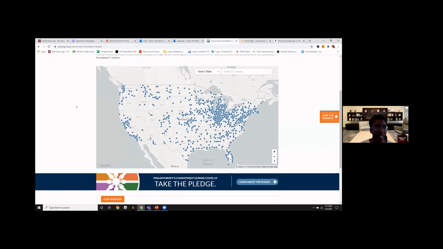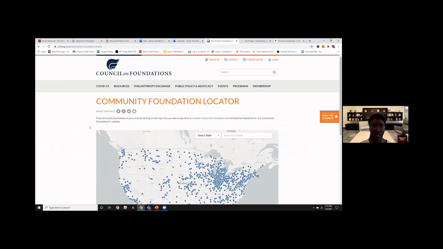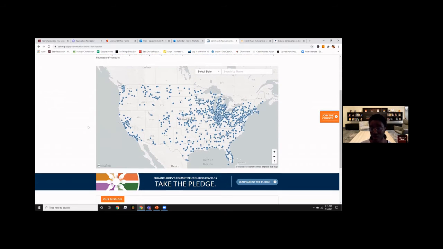So this next site is the Community Foundation Locator. If you Google Community Foundation Locator, it'll take you straight to this website. On here, you can see the nationwide map, and all of these blue dots are foundations around the nation. Here you'll see Community Foundation in Ozarks, is what I mentioned before.